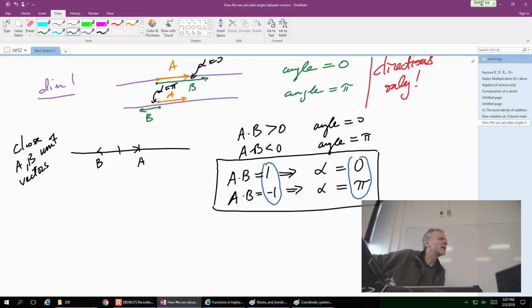On the unit circle, 0 is on the right and pi is on the left. So the angles are 0 and pi. Okay, so yes, it is about trigonometry. So how do we produce 1 and negative 1?